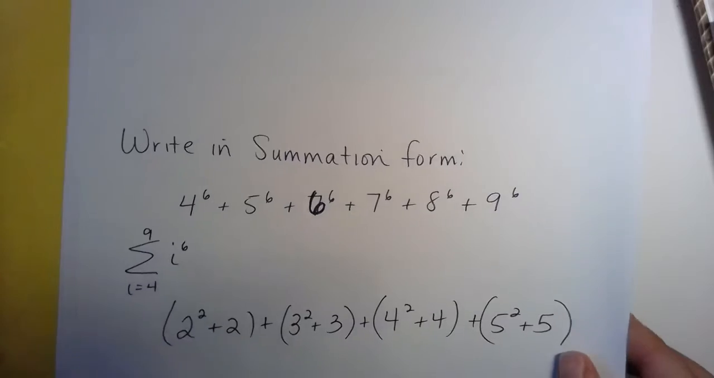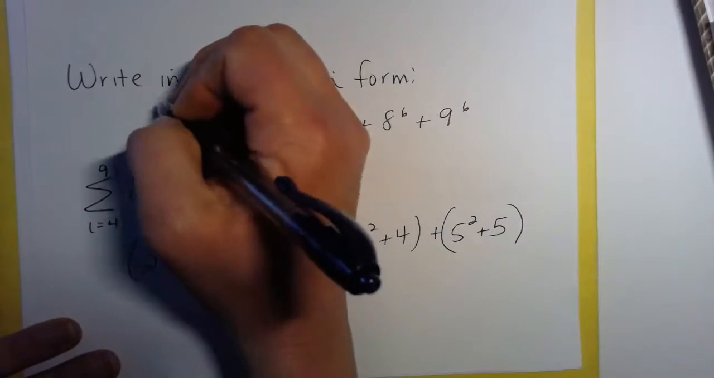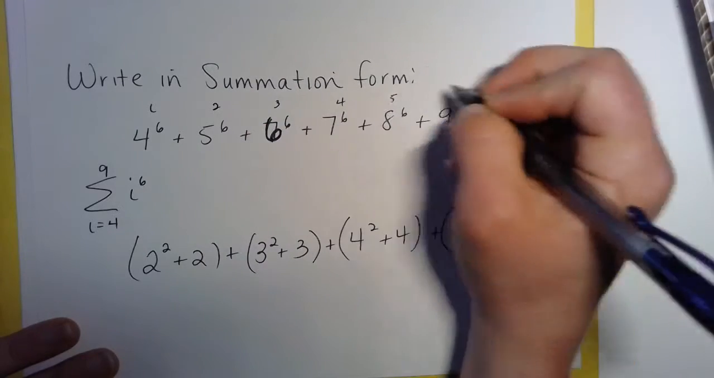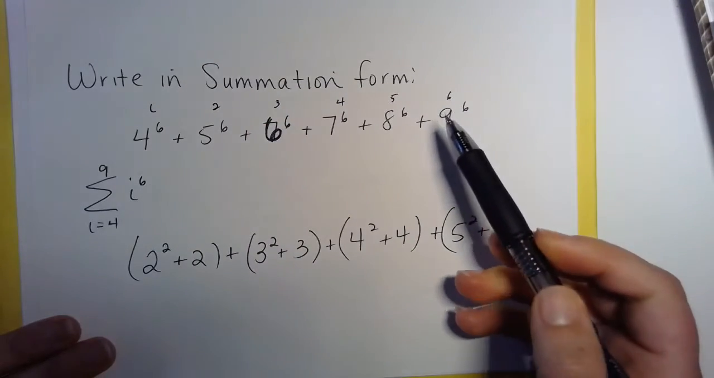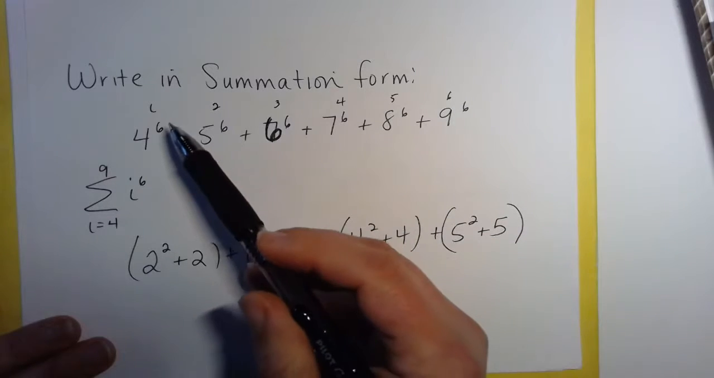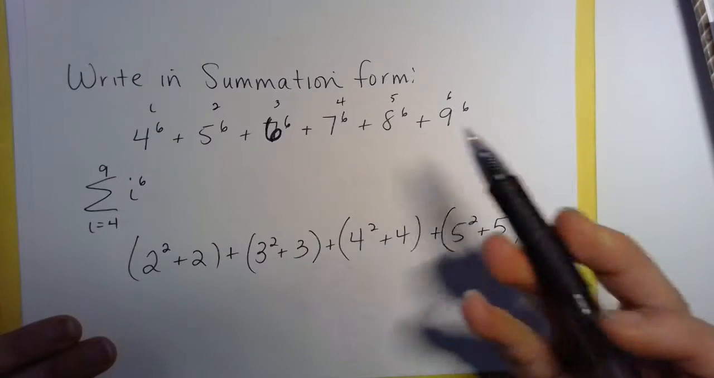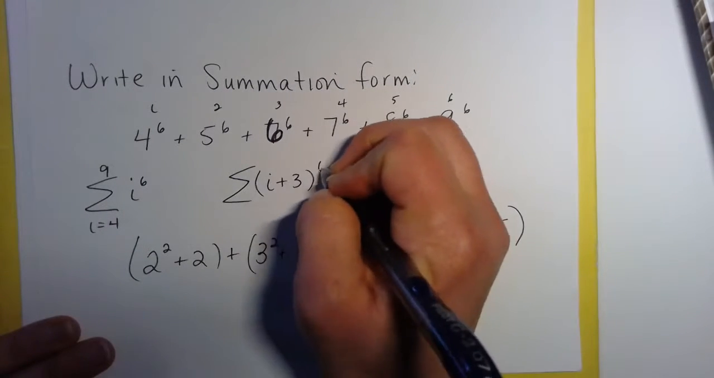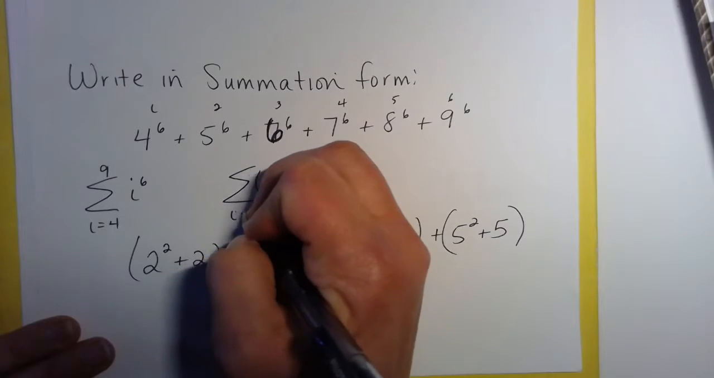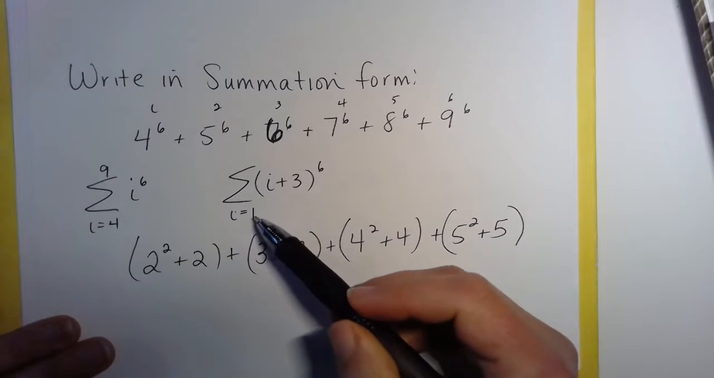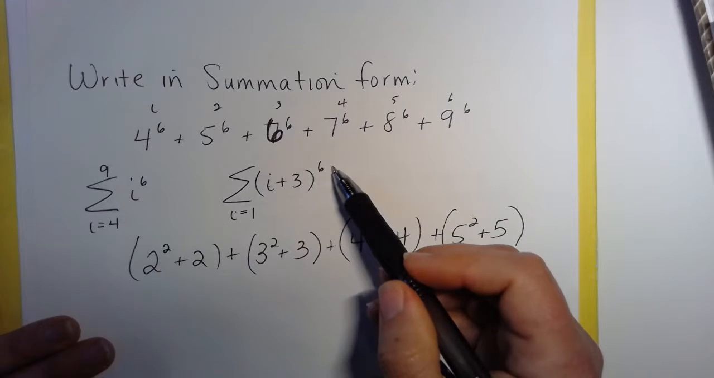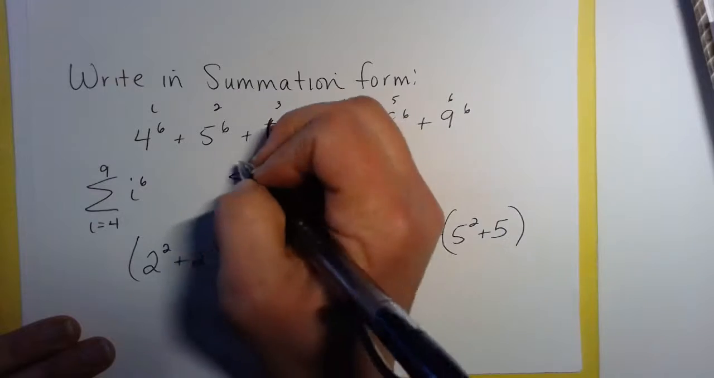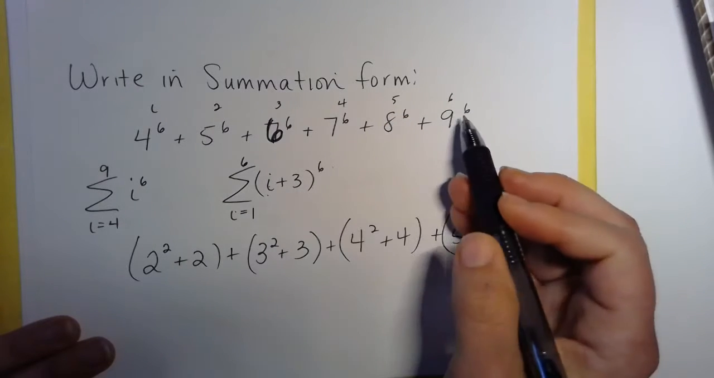If I really wanted to, if I thought of this as the first term, the second term, the third term, the fourth term, the fifth term, and the sixth term, then I could really say that each one of these would be (i plus 3) to the 6th. So another way to do it would be (i plus 3) all raised to the 6th, starting with i equals 1, because when I plug in 1 here, I will get 4 to the 6th. And the last one would be 6, because when I plug in 6, I would get 9 to the 6th.